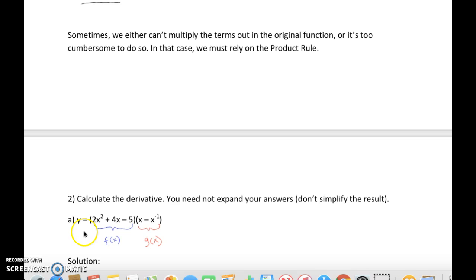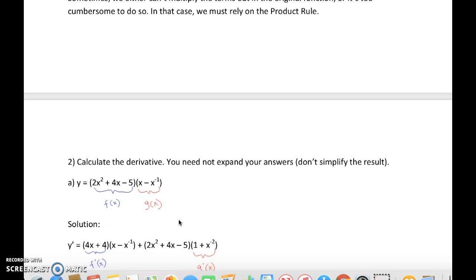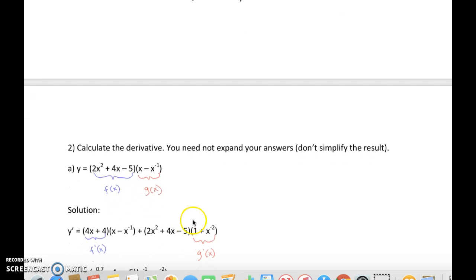Here we're going to start off with our f(x) being 2x squared plus 4x minus 5, so a trinomial. And then our g(x) is going to be x minus x to the negative 1 power. So here we've got something a little unique going on. What we're going to do is use strictly our product rule. We take the derivative of our f(x), which is just going to be 4x plus 4. We multiply it by our g(x), x minus x to the negative 1 power.